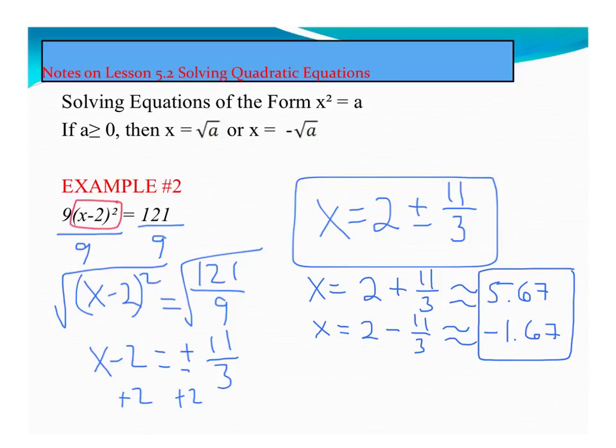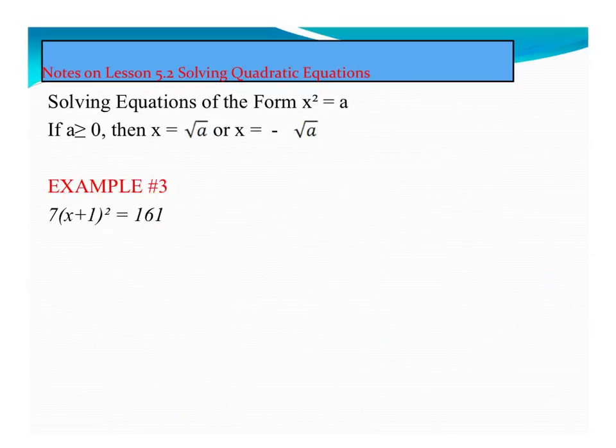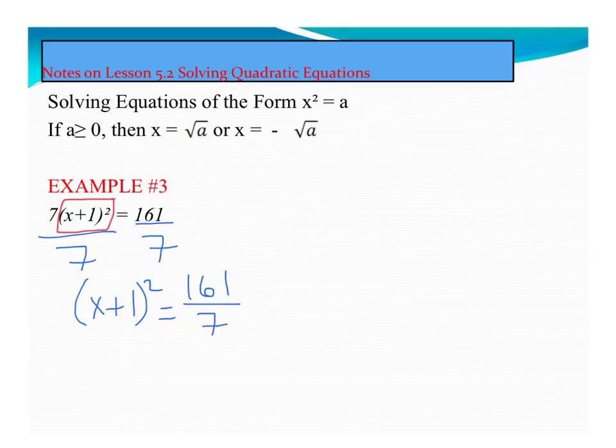So once again, you see there's two answers here. Here's our exact. These are our approximate. Last one that we'll do here. Once again, I need to isolate the squared part. This squared part here is once again a quantity x plus 1. So I'm going to divide by 7. And I'm left with x plus 1 squared equals 161 over 7.